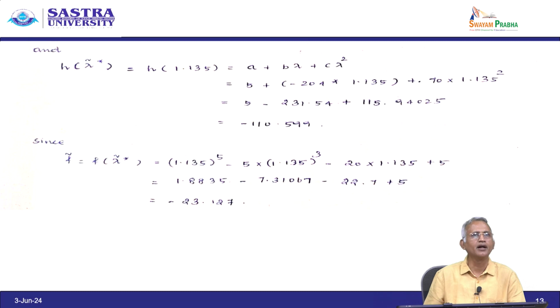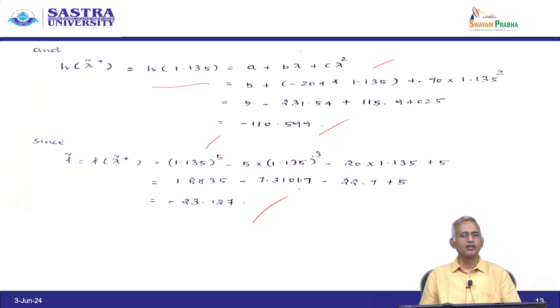Now, h of lambda star tilde is equal to h of 1.135, which is equal to a plus b lambda plus c lambda square. Lambda you know the value, substitute it, you can get the value of h of lambda star tilde equal to minus 110.599. Therefore, f tilde equal to f of lambda star tilde equal to what? 1.135 whole power 5 minus 5 into 1.135 whole cube minus 20 into 1.135 plus 5, which is equal to minus 23.127.